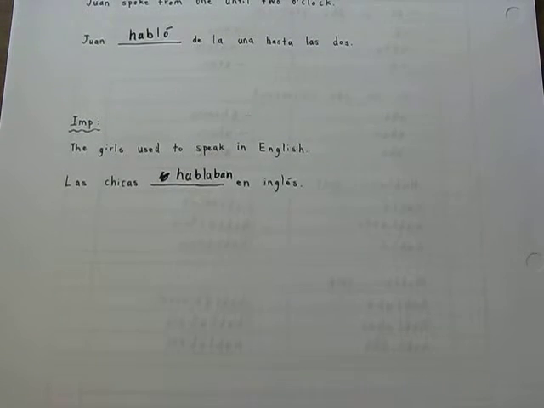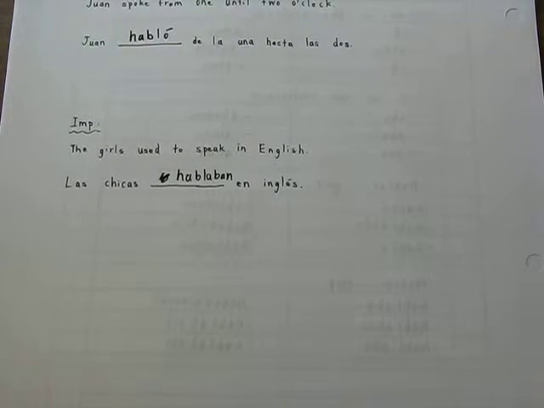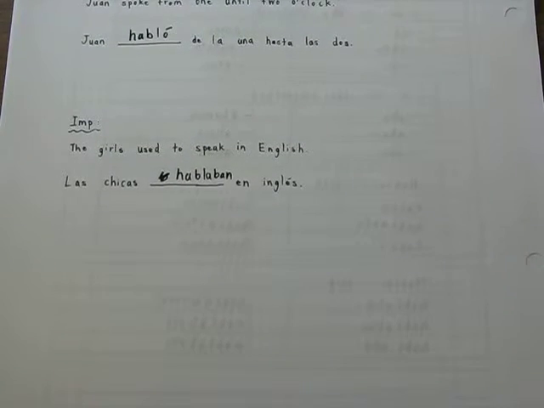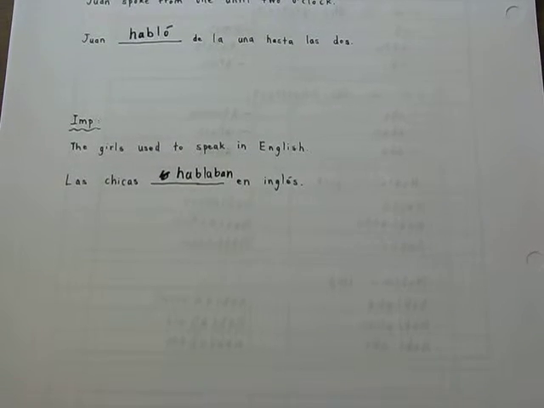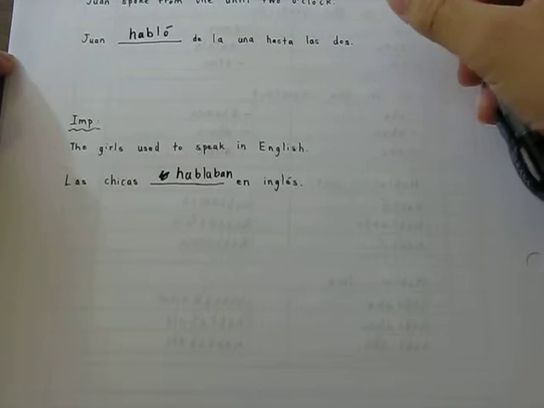So now you've learned the basic difference between the preterite and the imperfect. Just to review, the preterite tells us specifically when an action took place, while the imperfect tells us in general when an action took place.